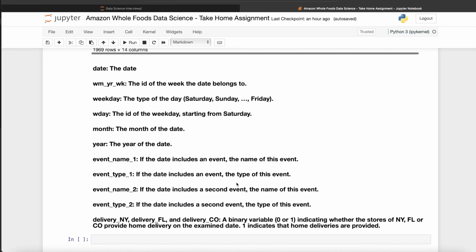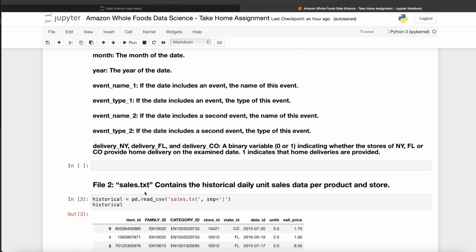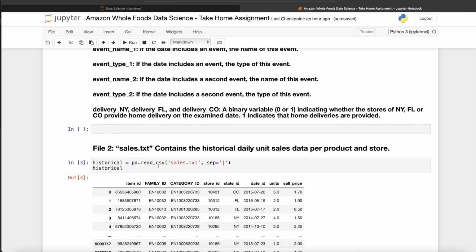Now the second file was sales.txt, which was the bigger file, about 330 MB. The sales.txt file contains the historical daily unit sales data per product and store. So basically it is the historical data of different products and stores. Again, I read the sales.txt file and stored it in a historical data frame.